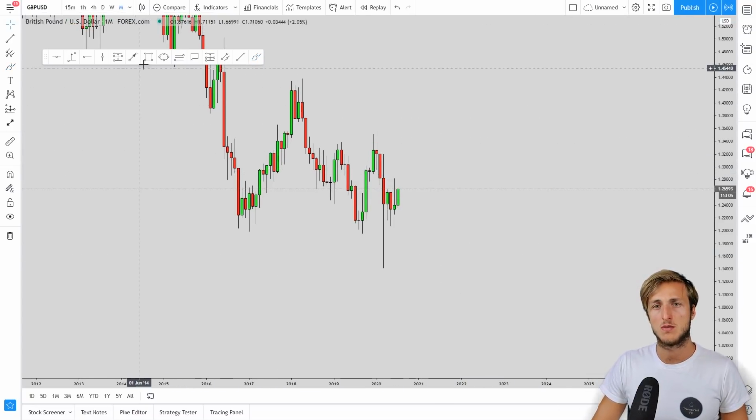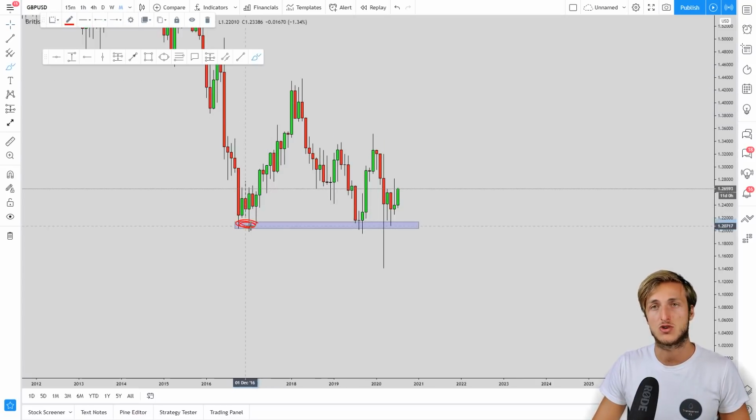So starting here on the monthly, what we can clearly see is that the market has rejected a very strong support area. In fact, we had this zone acting as extremely strong support here, preceding all this move to the upside, again acting as support here, preceding all this move to the upside, and again as support here, and the market currently rejected the zone.